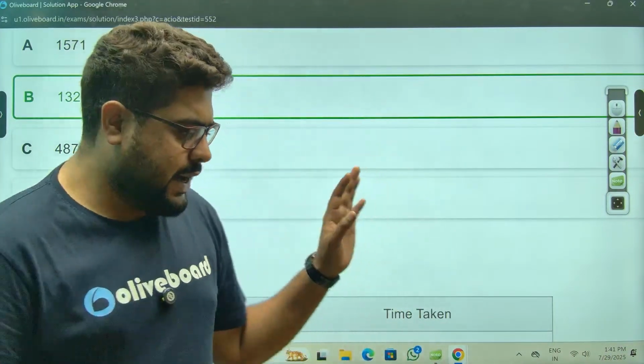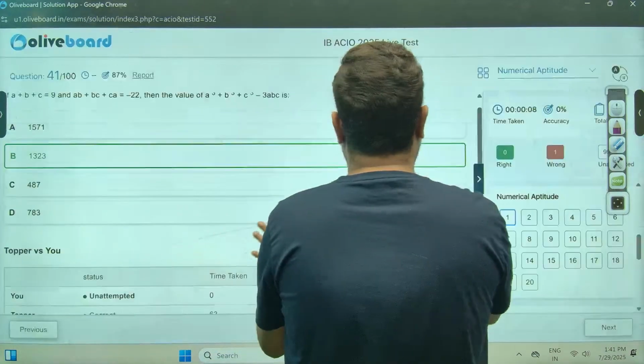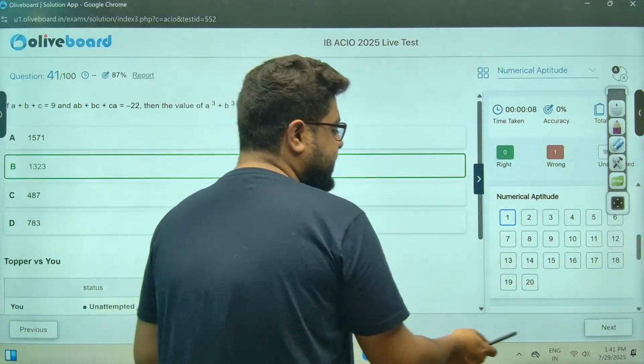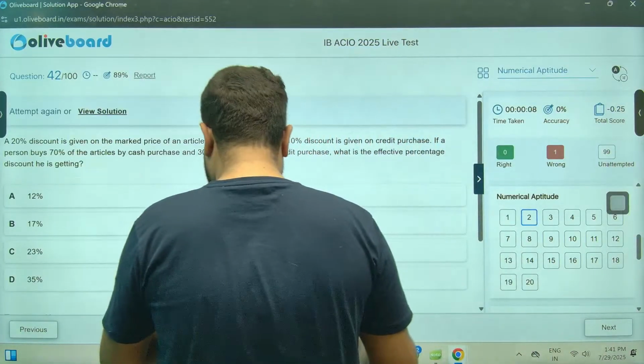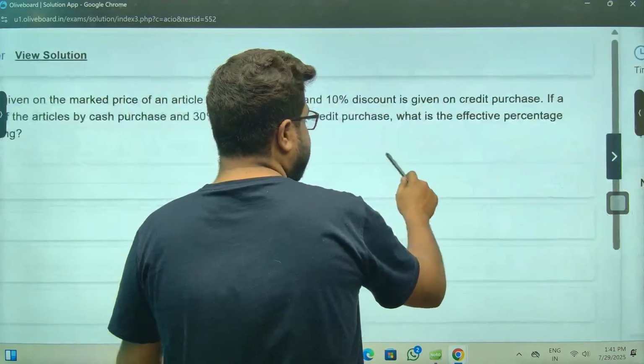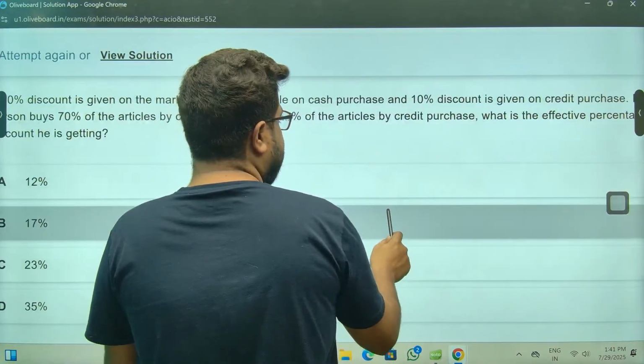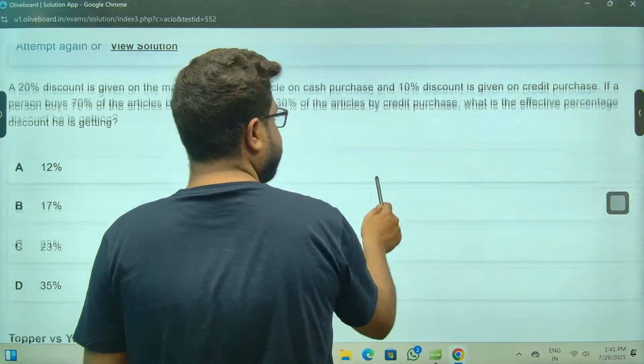Very simple question. But this is a pattern that is very important for CGL as well. So again, please keep this in mind.